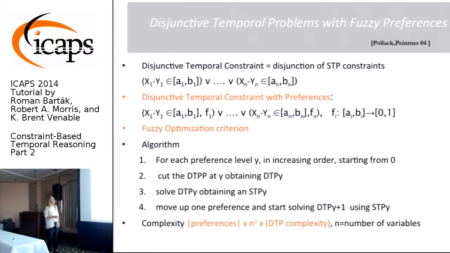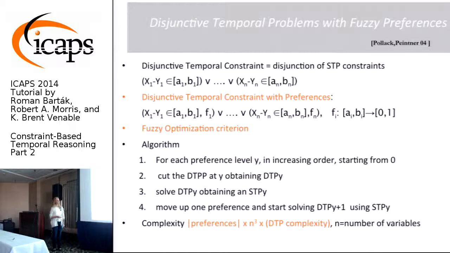So, what did it mean to solve a DTP? Do you remember what Roman said? It means basically to find a component STP that is obtained by selecting one disjunct per disjunctive constraint that is consistent. And that's the trick that Pollack and Peintner proposed. So you start from the lowest preference level, you cut the DTP, okay? You cut the preference functions, you obtain certain intervals, and then you look for a consistent STP, and then you move one level up, okay? And the way you move one level up is by exploiting, you try first, so to speak, the consistent STP you found at a lower level, okay? And the good news is that, again, you are increasing the complexity of the underlying hard constraint problem, DTP, by a polynomial factor, linear in the number of different preferences that you allow, and an n to the cube for the variables.